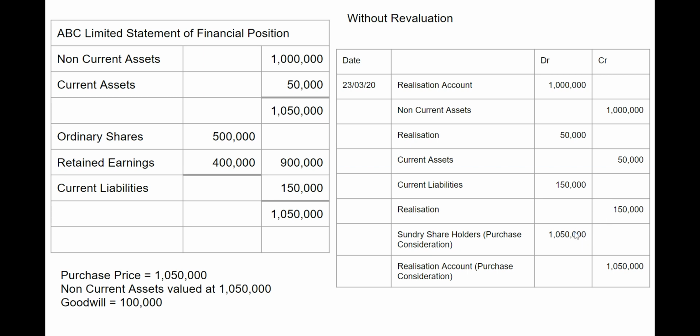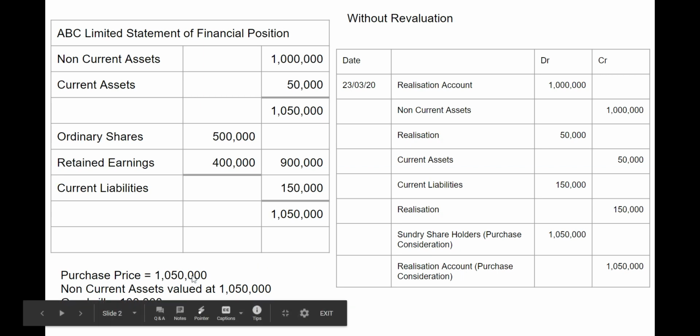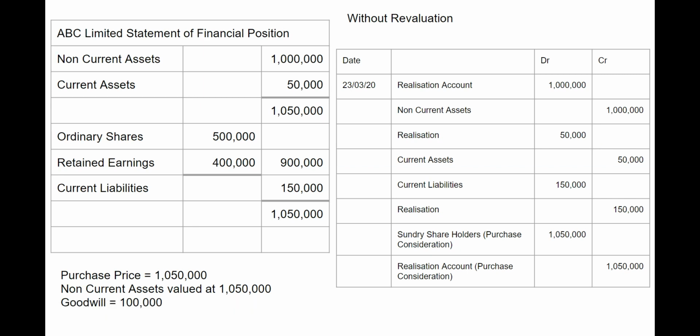And then this bit, we'll talk about it again in a moment, but the sundry shareholders account and the realisation account will take the purchase consideration. And I've used purchase consideration there. It's a posh word for price. That's because the consideration may have been in the form of shares or in the form of money. And we always debit the sundry shareholder account the purchase consideration, and we credit the realisation account.